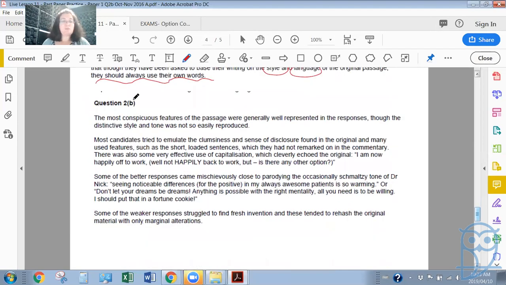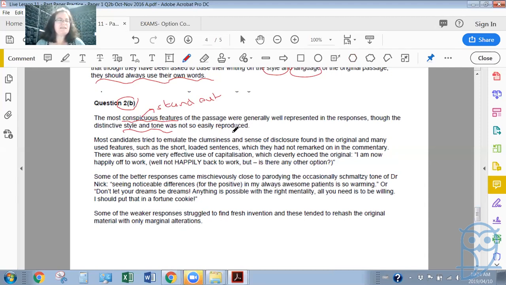Now, for question 2b, the one we've been looking at, the most conspicuous features of the passage were generally well represented in the responses. And those conspicuous features are those ones I've pointed out to you, those things that stand out: the odd capitalization, the odd lone sentence between longer paragraphs, dashes, brackets. So those were conspicuous, they're obvious, okay? They stand out. Right?